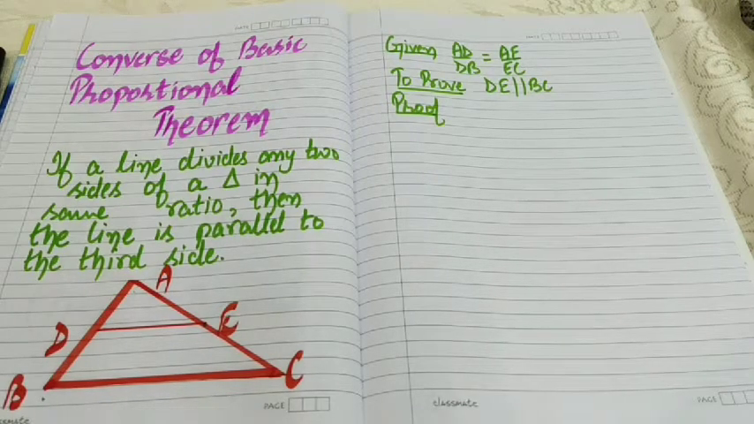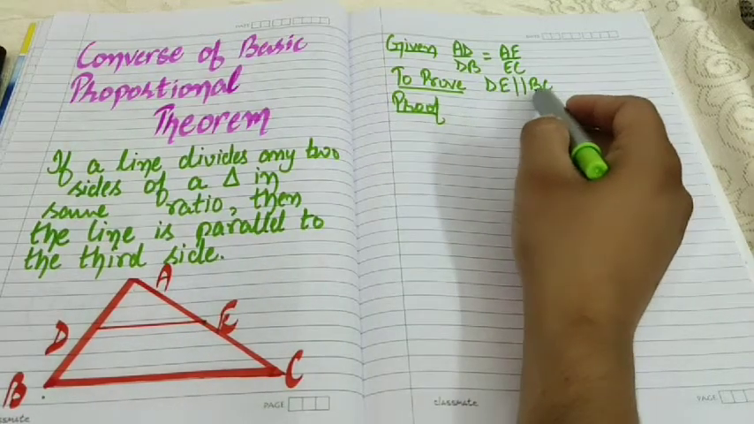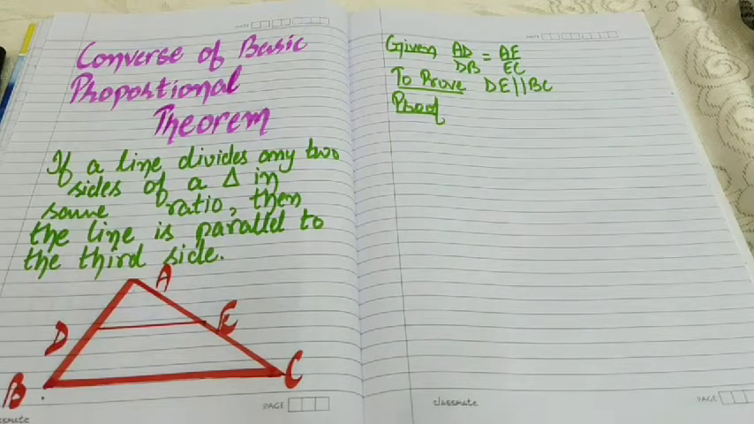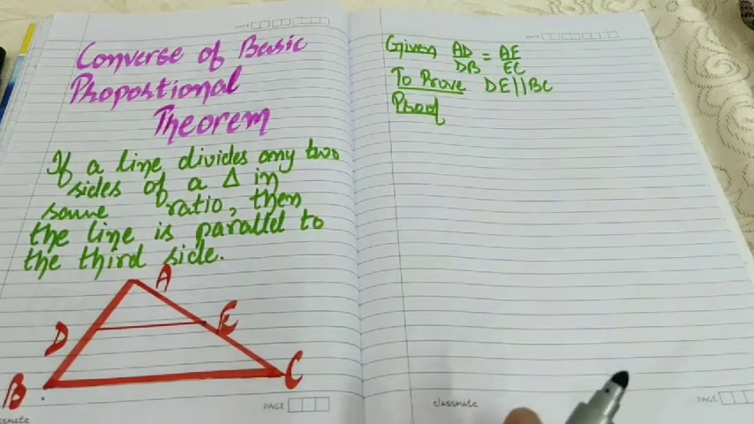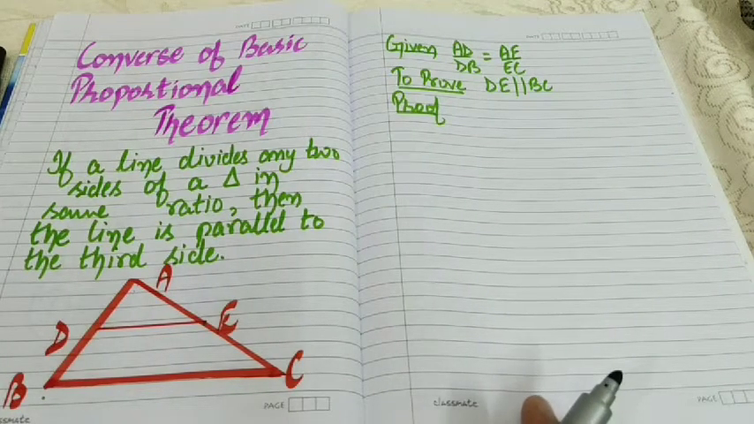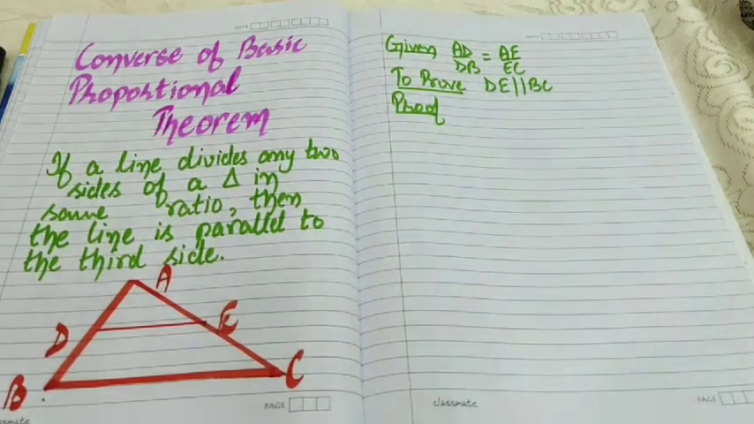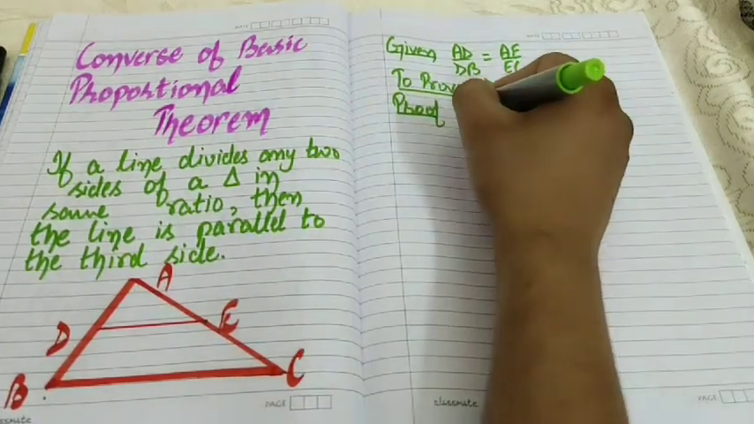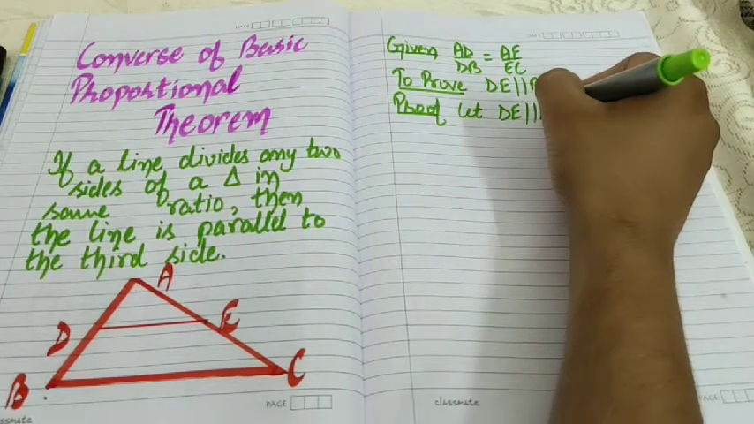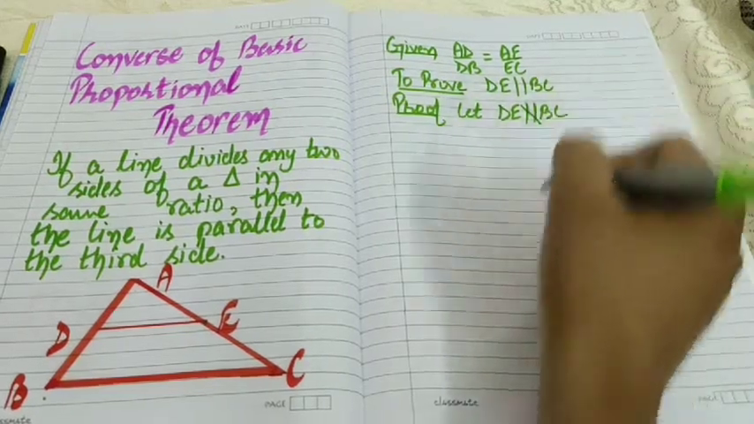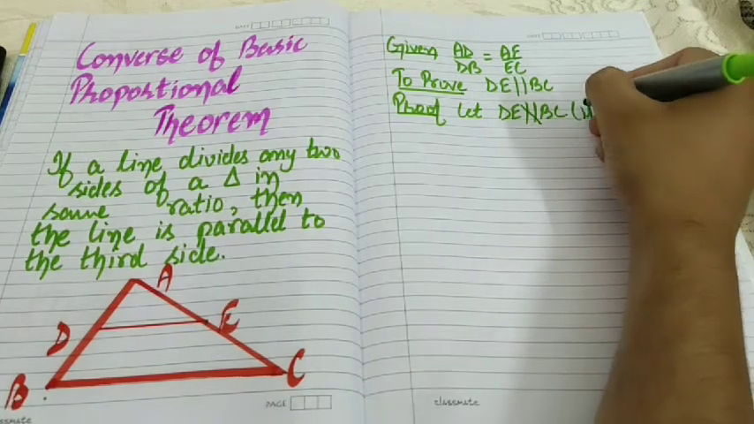It means we will begin with the contradiction to this result. As we have to prove that DE is parallel to BC, so following the contradiction method, we suppose that, if possible, DE is not parallel to BC. Let DE is not parallel to BC. This is a sign of not parallel, and in bracket we should mention if possible.